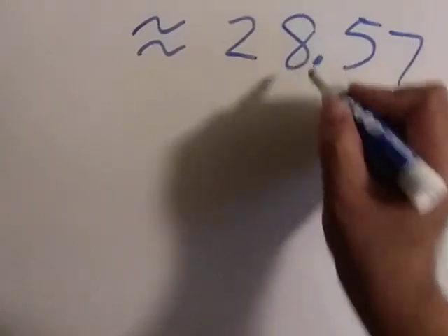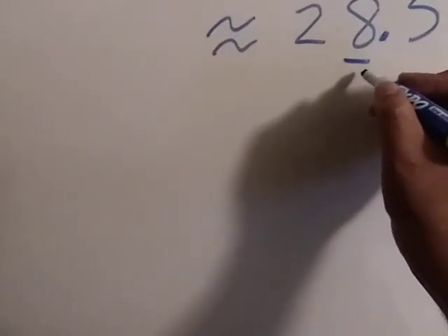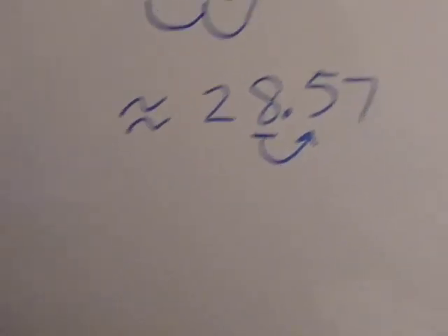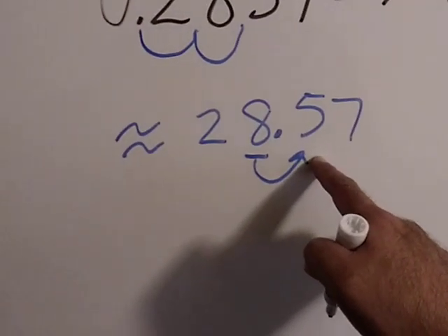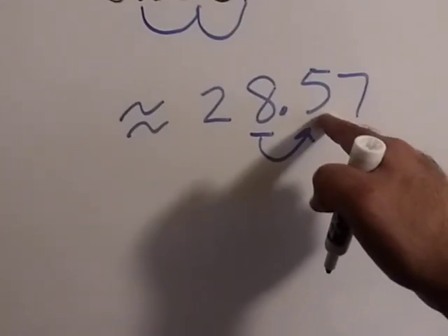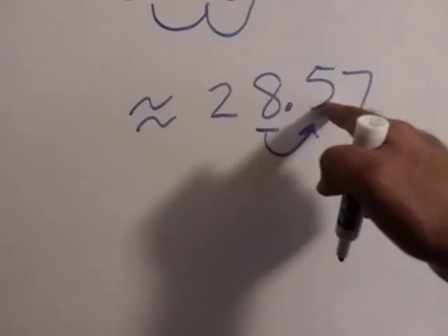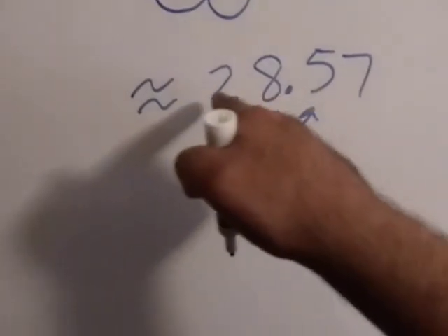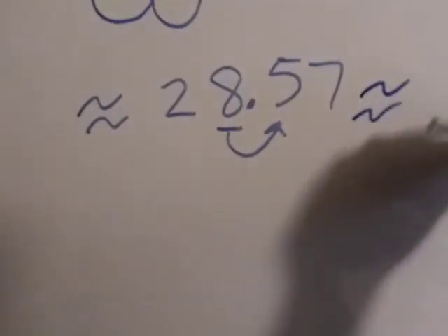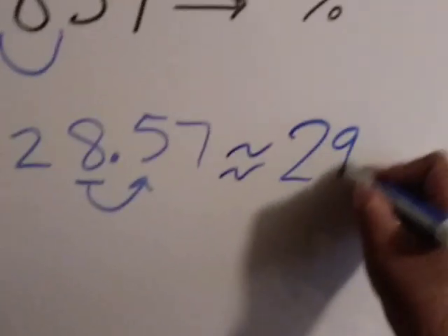So it would be about 28.57%, but we need to round to the nearest whole. So we underline the whole and look at the number that follows it. If that number is a 5 or higher, it increases this number by 1. If it was a 4 or lower, it stays the same. So your answer would be this little squiggly equal sign, which just means about 29%.